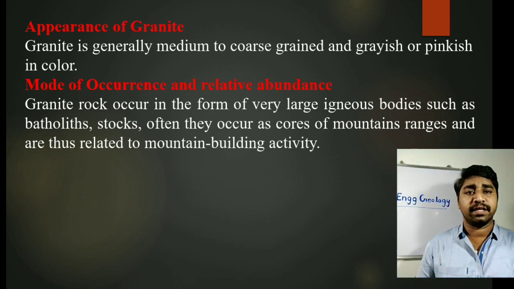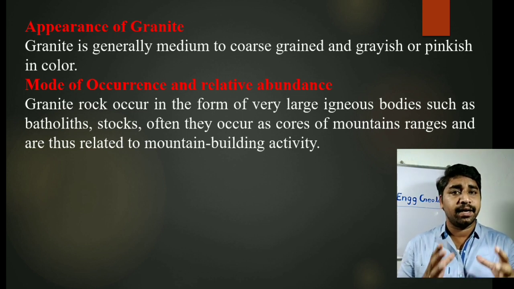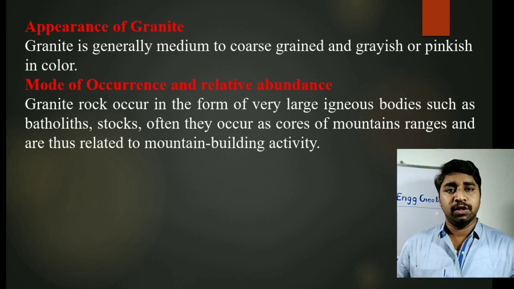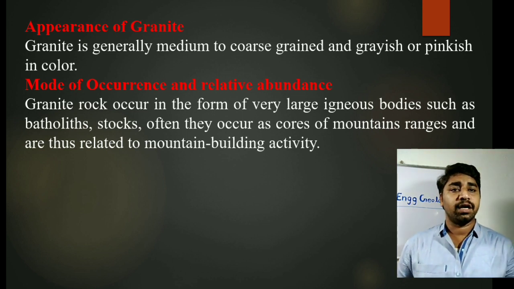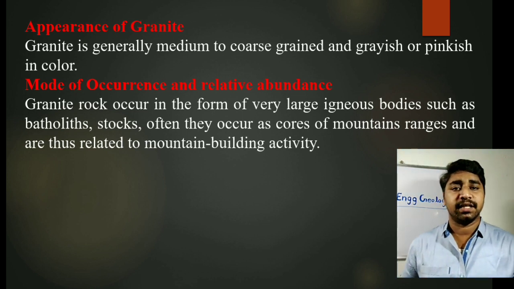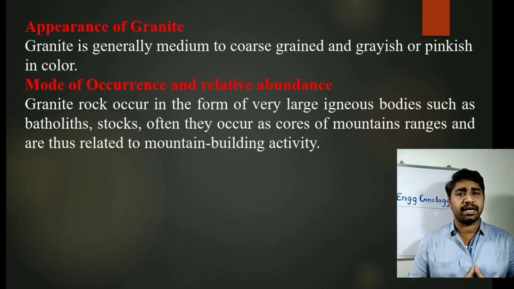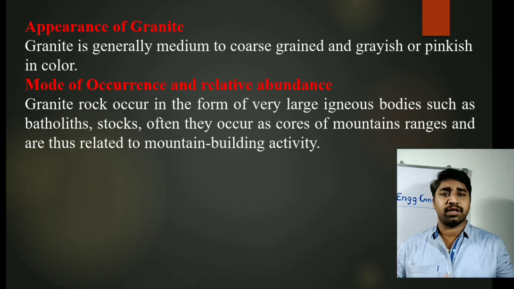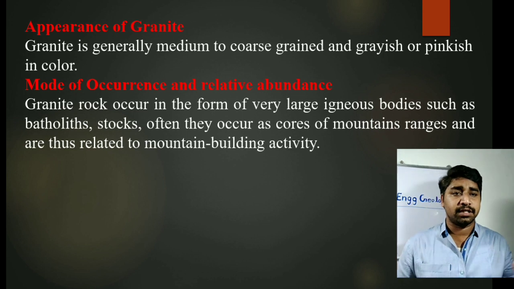Then mode of occurrence and relative abundance: how plentifully it is available and in which form it is available. That is what we call mode of occurrence. Granite rock occurs in the form of very large igneous bodies such as batholiths. Stocks often occur in the core of mountain ranges and thus relate to mountain building activity. We have already seen forms of igneous rocks in earlier videos. There we discussed various forms of igneous bodies, such as batholiths, laccoliths and lopoliths.